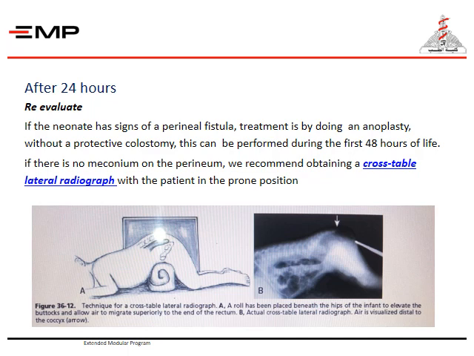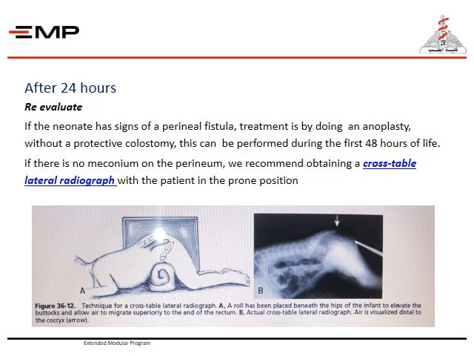If there is no meconium on the perineum, we recommend obtaining a cross-table lateral radiograph with the patient in the prone position. If the rectal gas is located below the coccyx, and the patient is in good condition with no significant associated defects, one may consider performing a posterior sagittal operation with or without a protective colostomy.